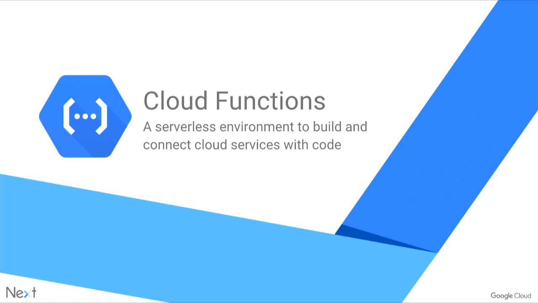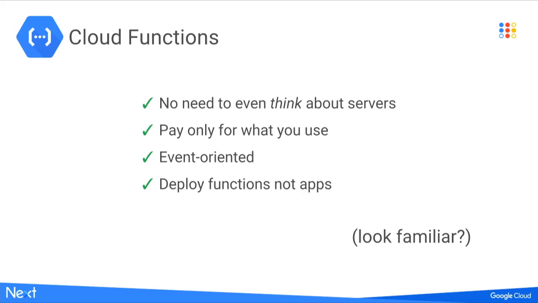So Google Cloud Functions is that lightweight, small unit of compute. It's a serverless environment to build and connect cloud services with code. The characteristics of Cloud Functions are this. You don't need to even think about servers. You pay only for what you use. It is event-oriented, and you deploy in units of functions, not apps. And you'll recall that this is where we started in our definition.